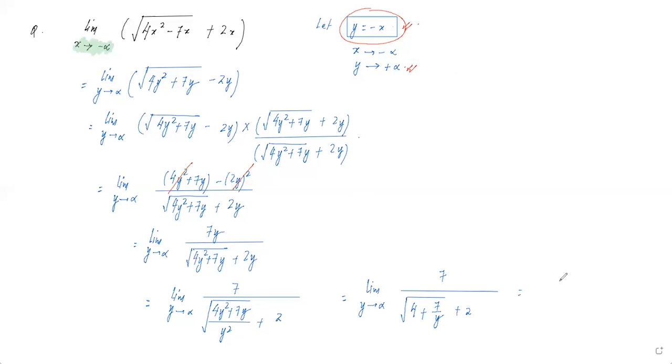It is now in a position to substitute the limit. So 7 upon square root of 4 plus 7 upon infinity plus 2. This value we know it is 0. Square root of 4 plus 0 is square root of 4. Square root of 4 will give us 2. So final answer is 7 upon 2 plus 2. That is 7 upon 4. This is the answer to this question.